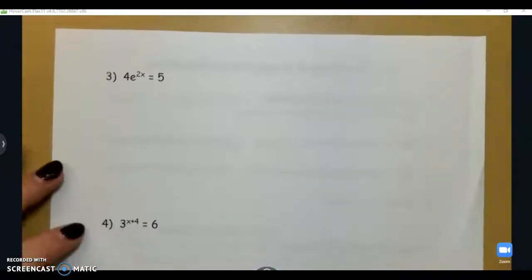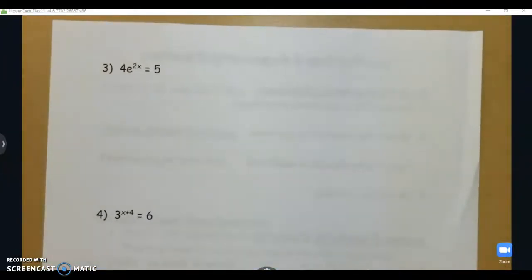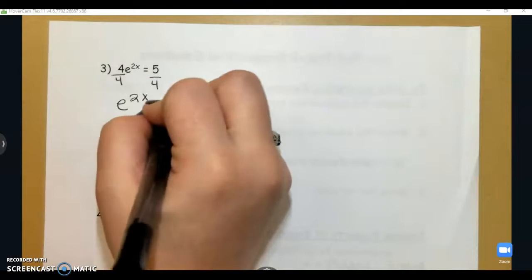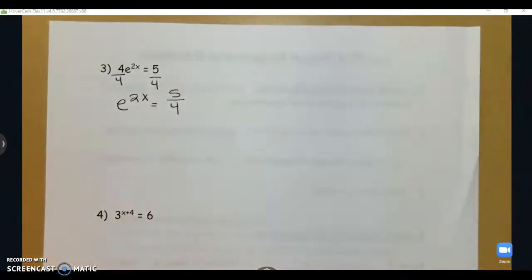Okay. On to another example. 4 times e to the 2x power equals 5. Again, first thing I need to do is isolate my exponential expression. In this case, it is base e, so we're going to divide by 4 on both sides. And so we get that e to the 2x power is equal to 5 over 4. Now we could rewrite this in log form, or we can take the log of both sides, which is what I'm going to do to show you both ways.